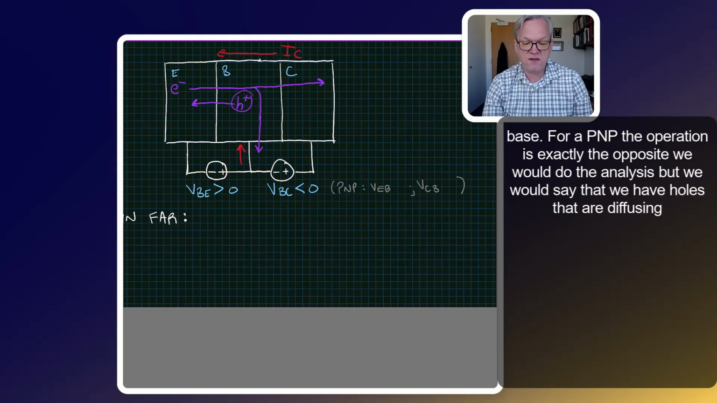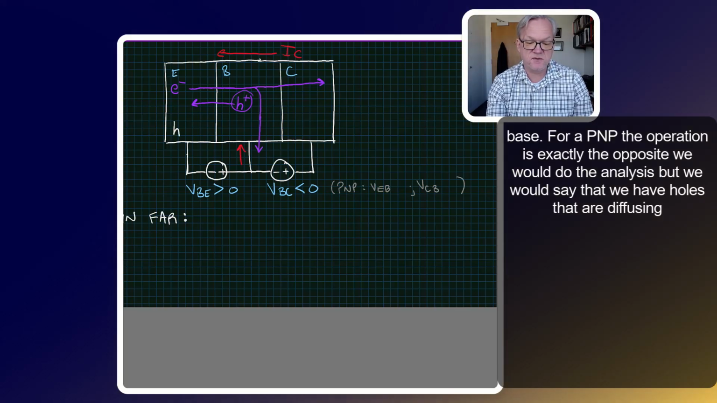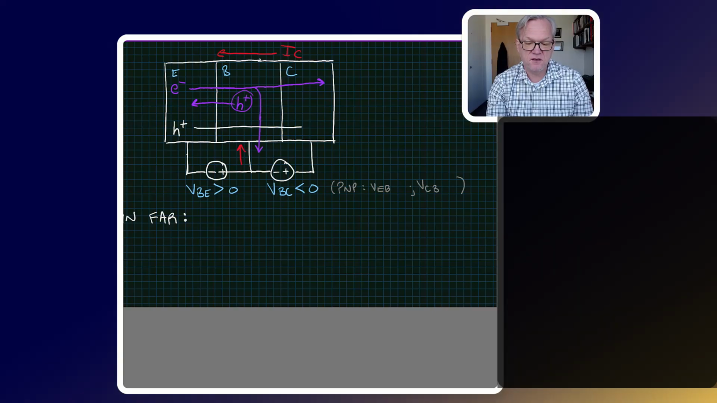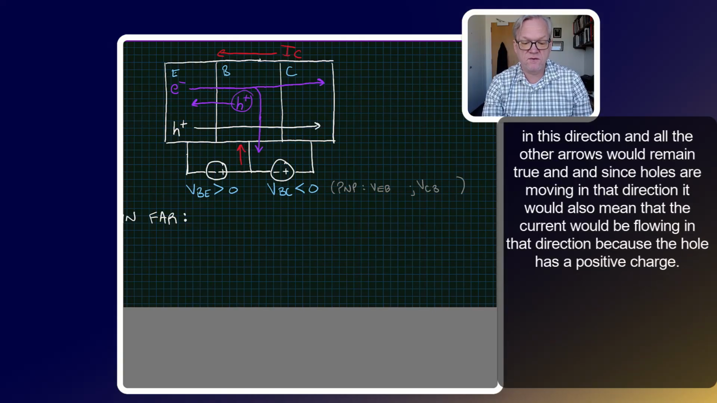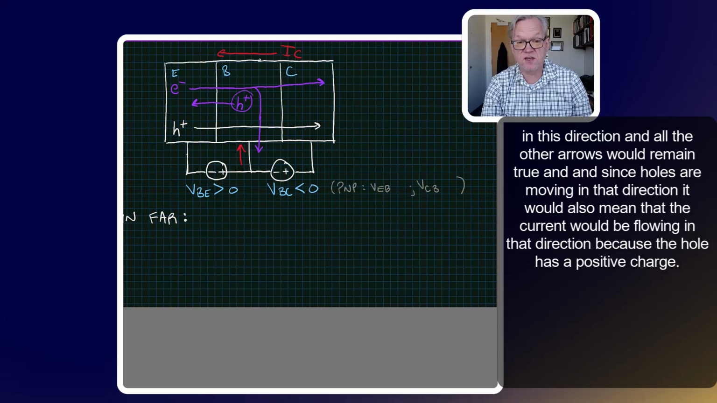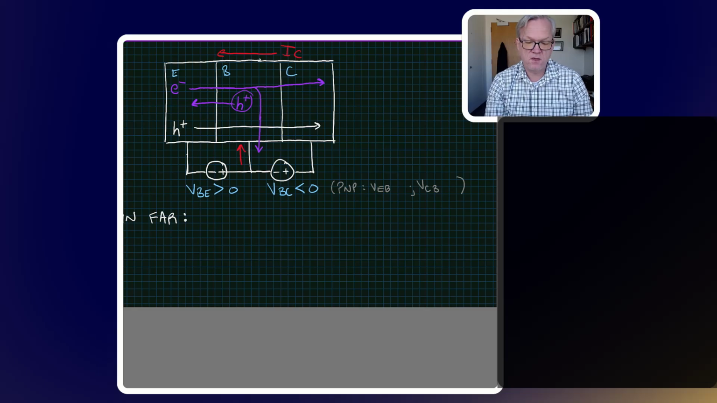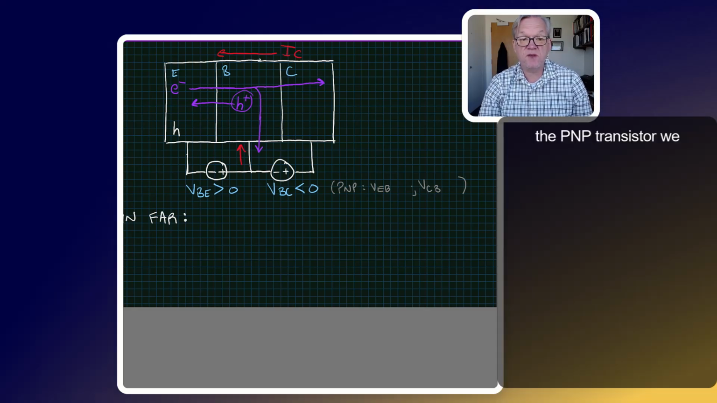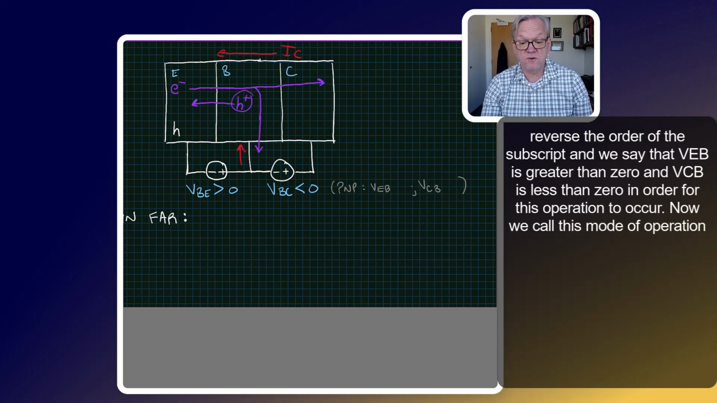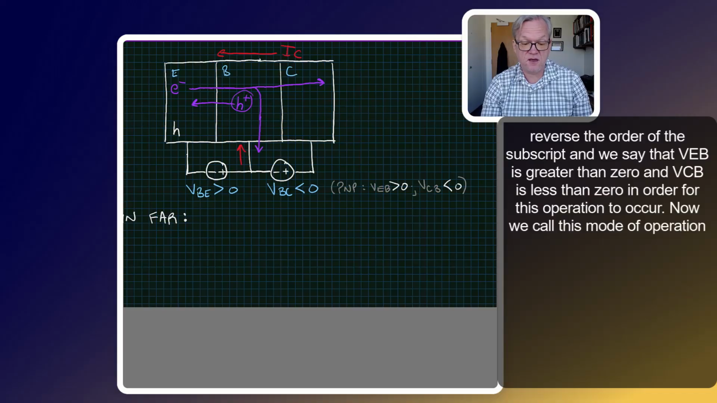For a PNP, the operation is exactly the opposite. We would do the analysis, but we would say that we have holes that are diffusing in this direction, and all the other arrows would remain true. And since holes are moving in that direction, it would also mean that the current would be flowing in that direction because the hole has a positive charge. All right, for the PNP transistor, we reverse the order of the subscript and we say that VEB is greater than 0 and VCB is less than 0 in order for this operation to occur.